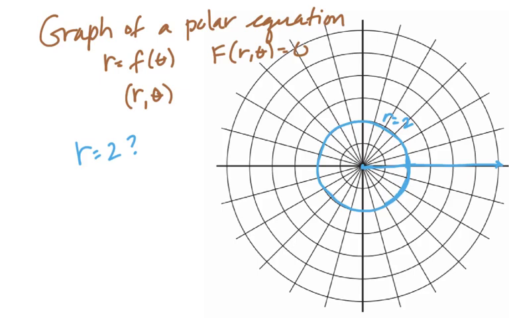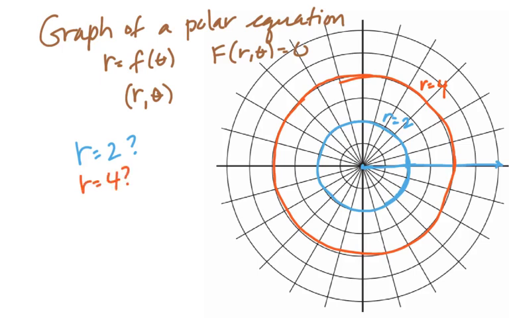So let's say we had r equals 4. We'd have a circle with a radius of 4. If we had r equals 1/2, we'd have a circle with a radius of 1/2. So whenever you have an equation that says r equals a constant, we get a circle. So what if we just had theta equals a constant? The red is r equals 4.